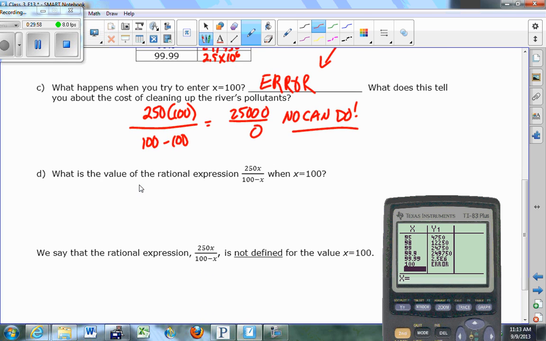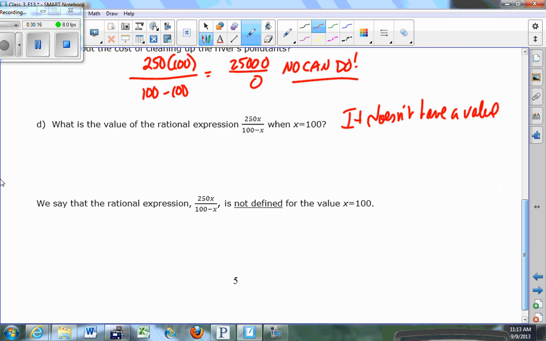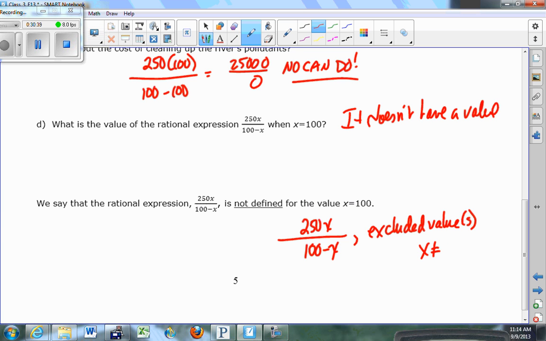So the value of this rational expression when x equals 100, it doesn't have one. So whenever we see a rational expression that looks anything like this, we say that this expression is not defined at the value x equals 100. When we write a rational expression like this, for homework it will be asking you for the excluded value or values. That's why I put the S in parentheses.